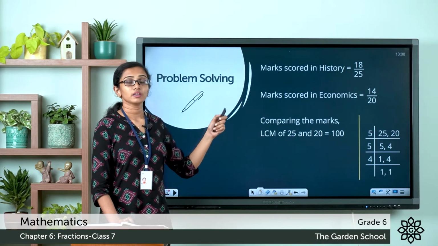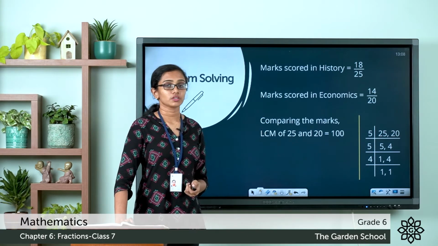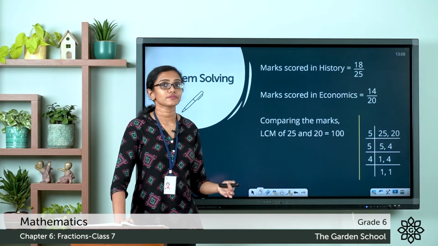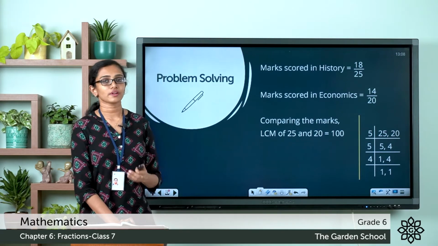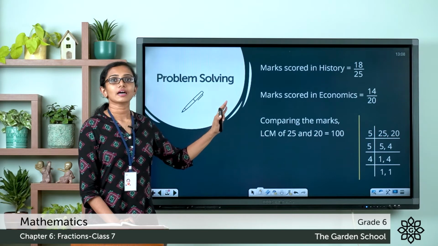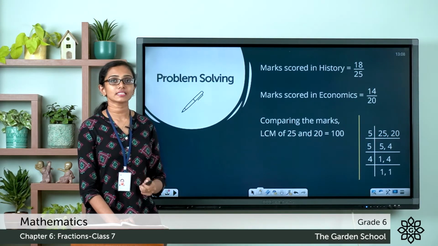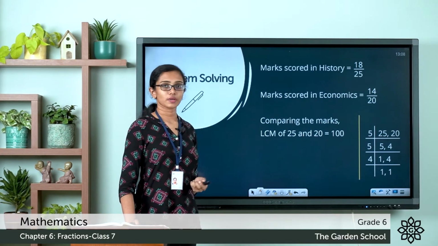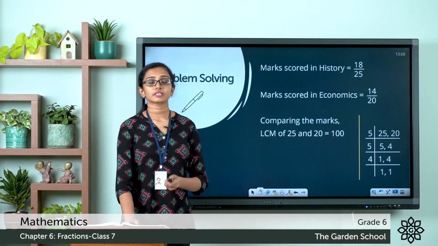Now how do you compare two unlike fractions? You can see these two are unlike fractions. The denominators, that is the total marks, are different. So to compare unlike fractions, what is the first step? We need to convert the unlike fractions into like fractions. Then only we can compare them easily. To convert them, we need to find out the LCM of the denominators. The denominators here are 25 and 20. When you take the LCM of 25 and 20, you get the LCM as 100.